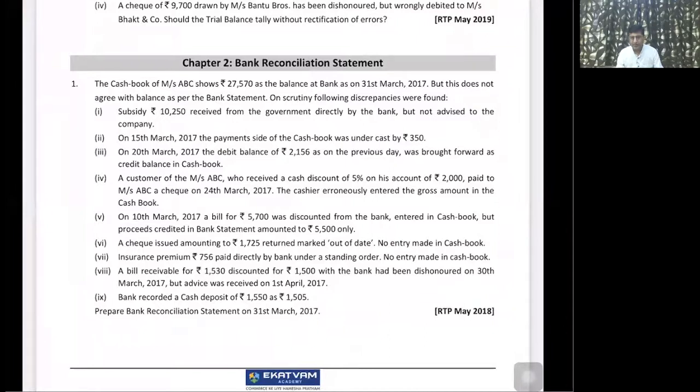Is interest on bank overdraft charged on the final balance? No, not at all. It is not charged on the final balance. It is charged on the daily outstanding.